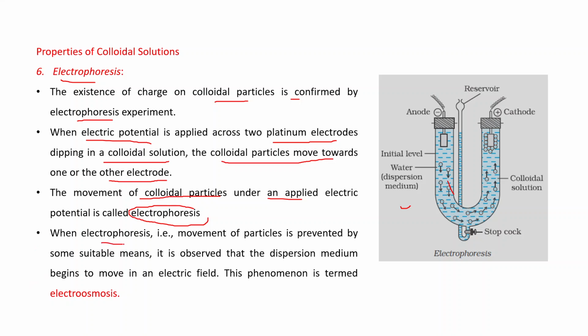When electrophoresis, that is the movement of colloidal particles, is prevented by suitable means, that is, the movement of colloidal particles is stopped by any means, then the dispersion medium begins to move in an electric field, and this phenomenon is known as electroosmosis. When the dispersion medium moves, this is called electroosmosis, and if the colloidal particle moves, this is called electrophoresis.